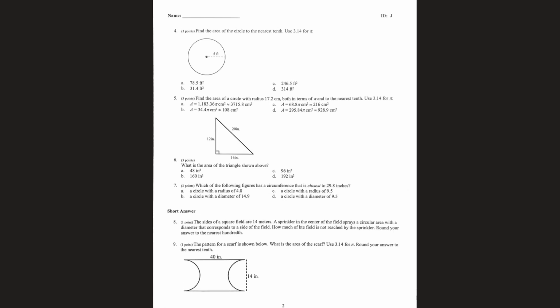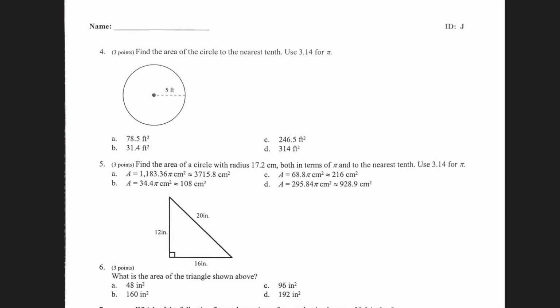And number 4, find the area of this circle. Okay, so the area formula is pi times the radius squared. And that's going to be 3.14, because we're using 3.14 for pi, and the radius is 5. So it's times 5 squared.